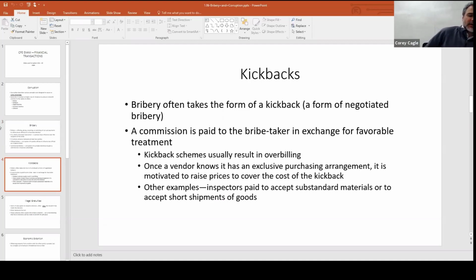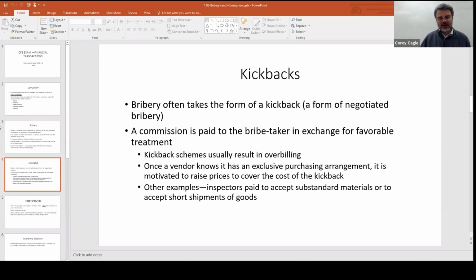Kickbacks. It's a form of bribery. You're negotiating here. So here you're paying a commission in exchange for preferential treatment. So, hey, person who's selling stuff, I'll make sure this company buys everything from you if you'll cut me in on it and give me a little piece of the action. That's a kickback, right? It's like, if you'll make sure I have this business, I'll kick some of the profits your way.